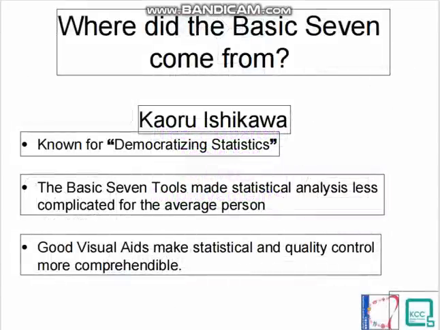Where did the basic 7 come from? Kaoru Ishikawa, known for democratizing statistics, the basic 7 tools made statistical analysis less complicated for the average person. Good visual aids make statistical and quality control more comprehensible.